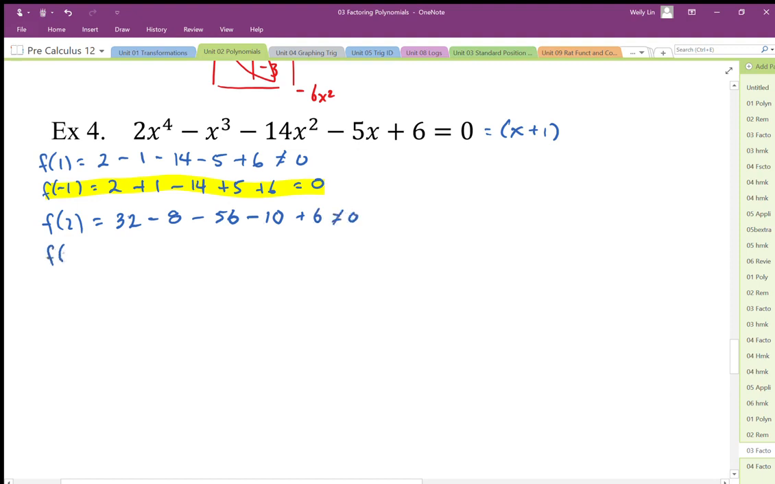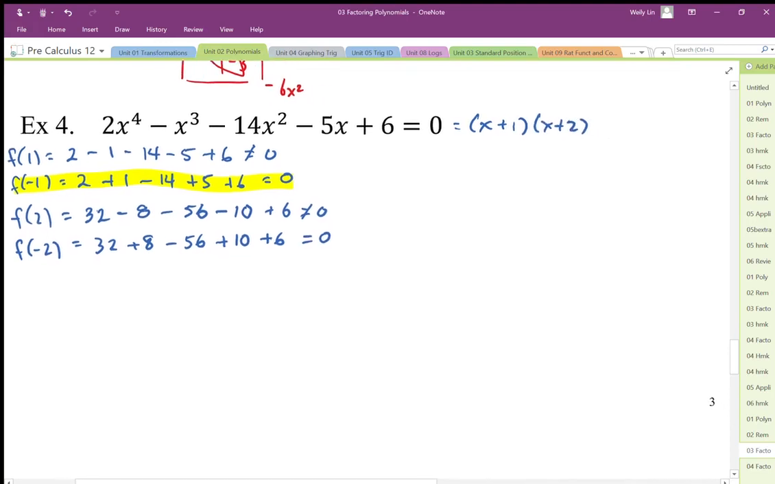Looking at this, I think maybe negative 2 is going to work. So I get 32. This becomes negative 8, so plus 8. This is still going to be minus 56. That's going to end up being 5 times negative 2, negative is plus 10, plus 6. So what do I get here? I get 40, 50, 56, and then minus 56. There's my other 0. Okay, so I have x plus 2 as my other factor.